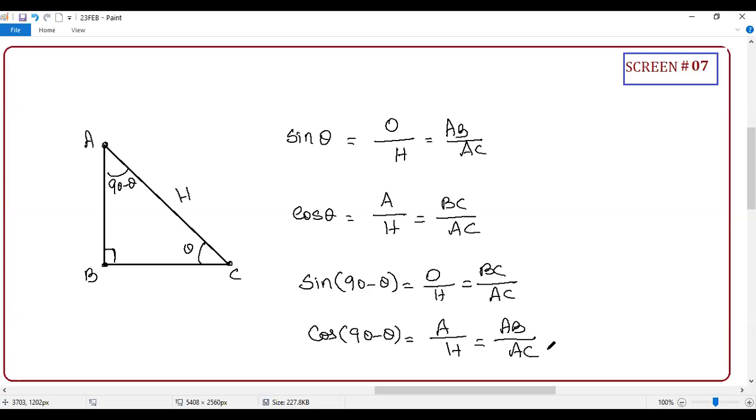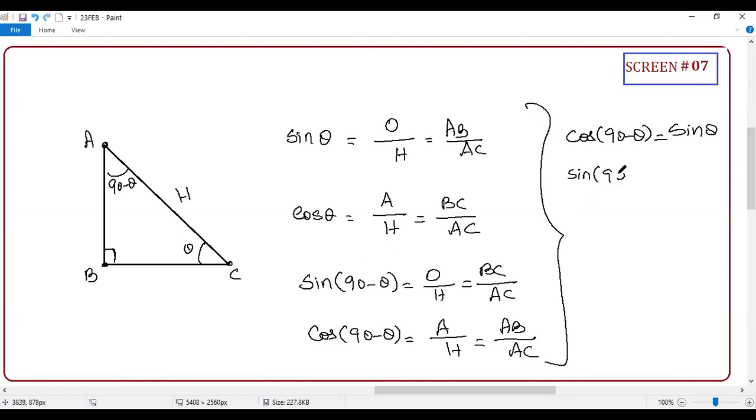What is the truth, sir? Sin theta, you find AB by AC. Cos 90 minus theta also will get the same. So a beautiful result you are getting: sin theta is equal to cos 90 minus theta, AB by AC. Same way, guys, sin 90 minus theta, see what you are finding. You are getting BC by AC, the same thing, cos theta.